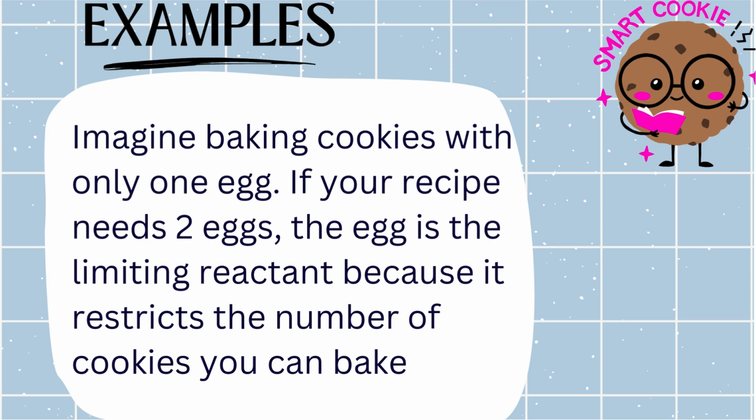To make it easier and clearer, take a daily routine example. Imagine baking cookies with only 1 egg. If your recipe needs 2 eggs, the egg is the limiting reactant because it restricts the number of cookies you can bake.